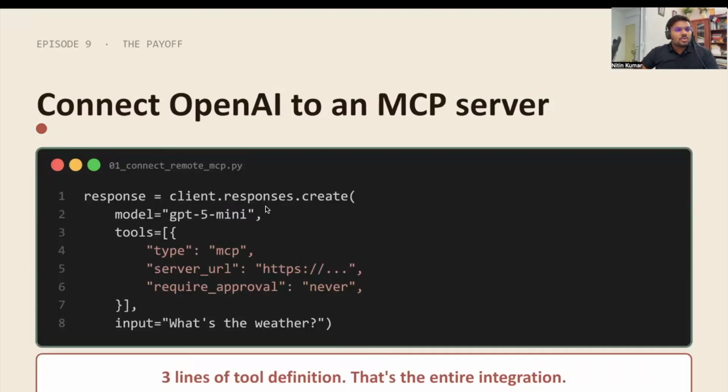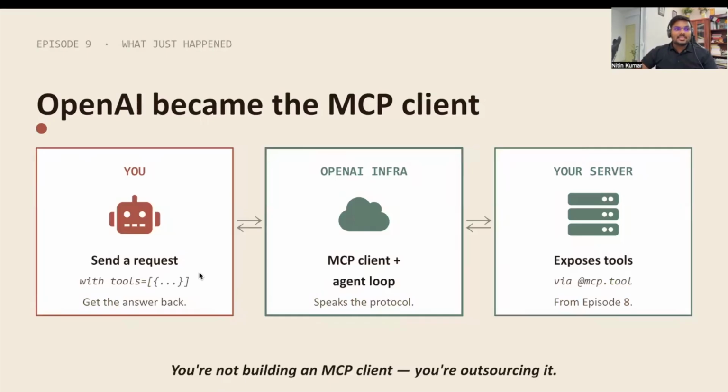Now let's connect OpenAI to an MCP server. This is the Responses API we have been using from the start. When we pass the tools, instead of passing a tool name, if you are using an MCP server with OpenAI, we just write the type as MCP and the server URL. If you want more authentication, you can add approvals, but for our demo, let's set require approval to never, and ask the question. That's a simple integration, very minimal code. You just added these three lines: type is MCP, server URL, and approval. That's it.